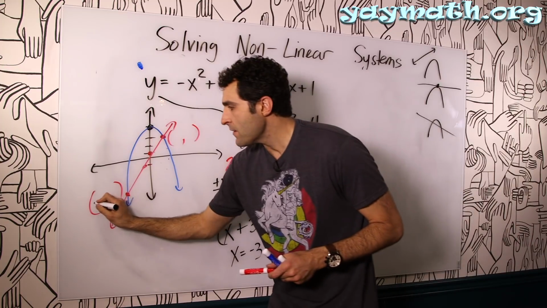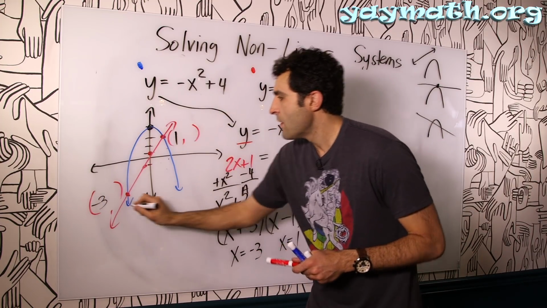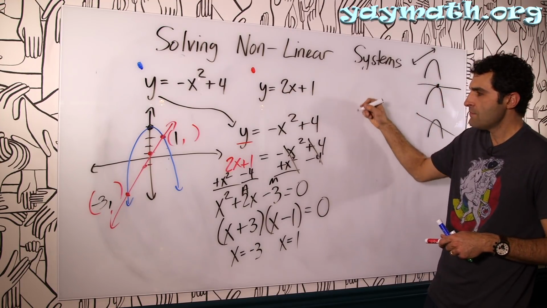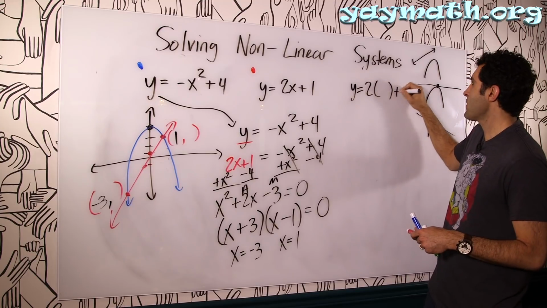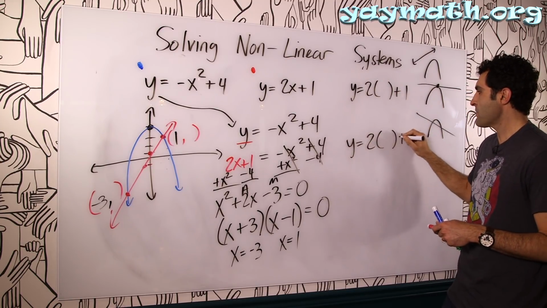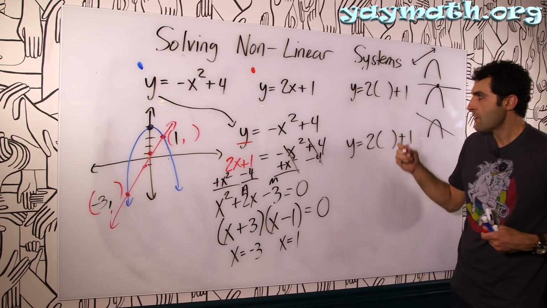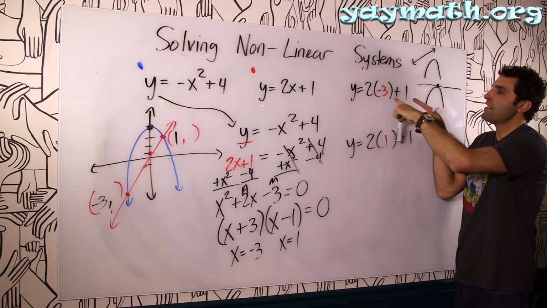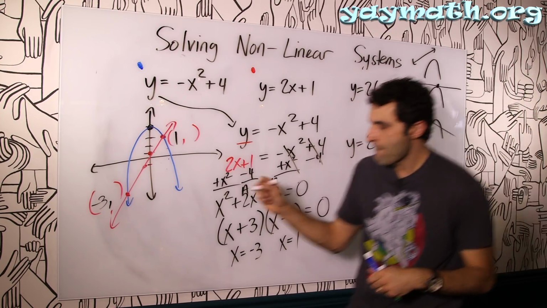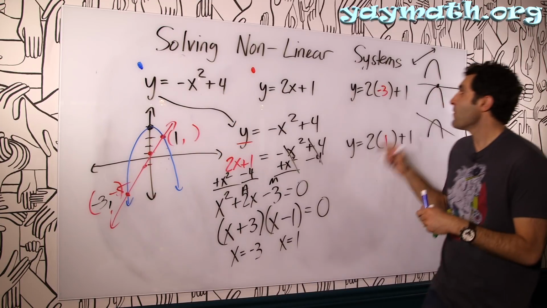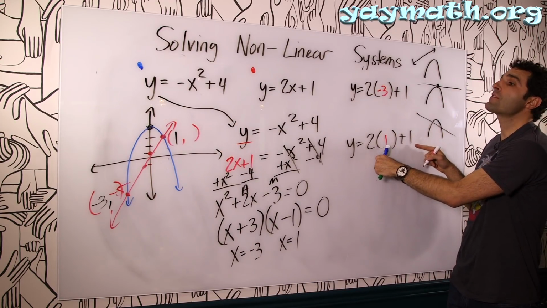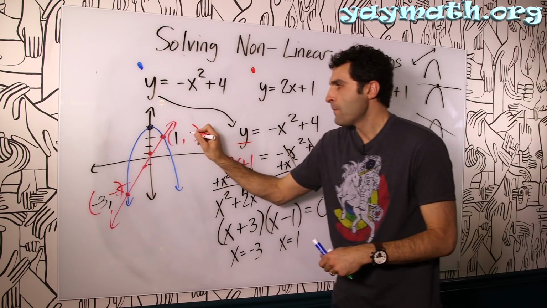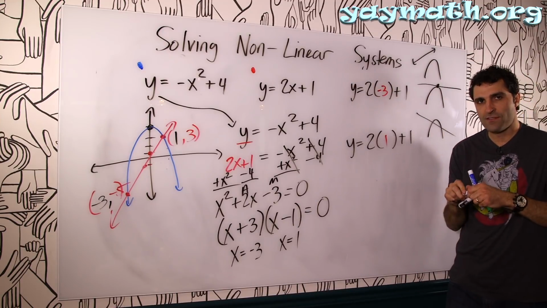Where would negative 3 be? Right here. Where would 1 be? Right here. Lovely. All right, and let's get our y values. Let's plug it in here this time. y equals 2 times this plus 1. Plugging in negative 3, 2 times negative 3 is negative 6, plus 1 is negative 5. And for 1, 2 times 1 is 2, plus 1 is 3. Okay, solutions. Ta-da, that's all it is.